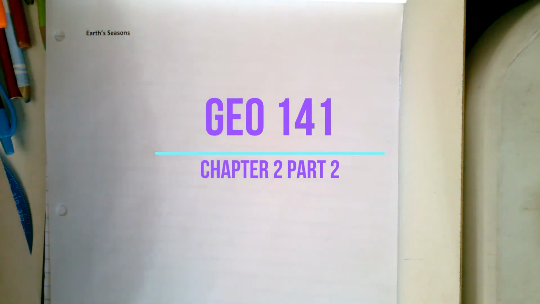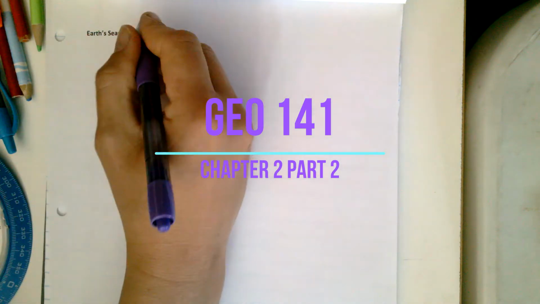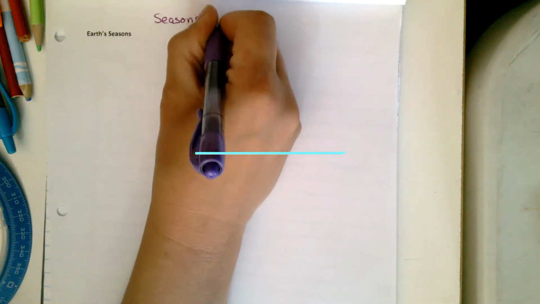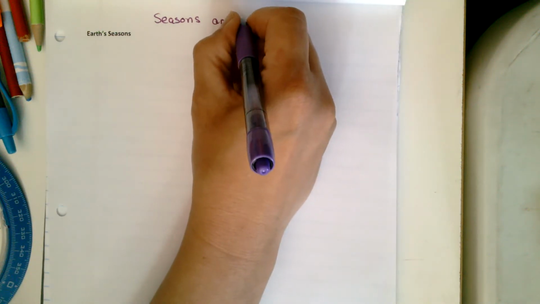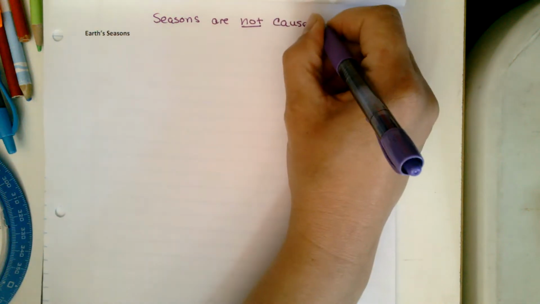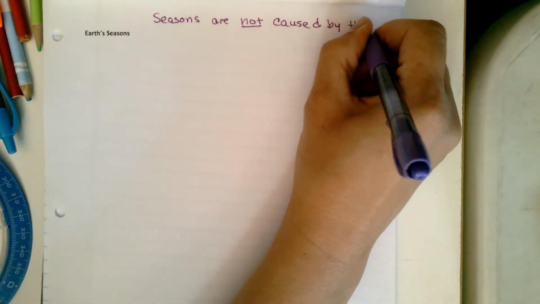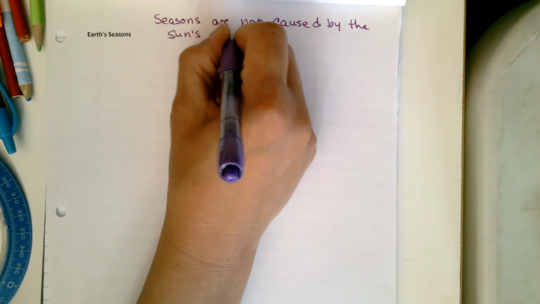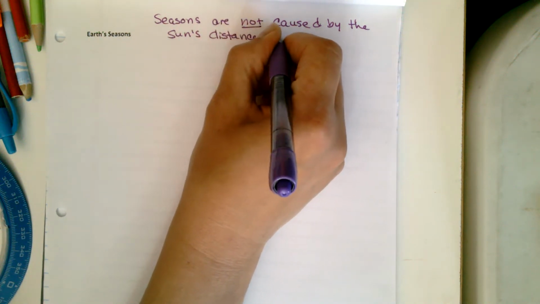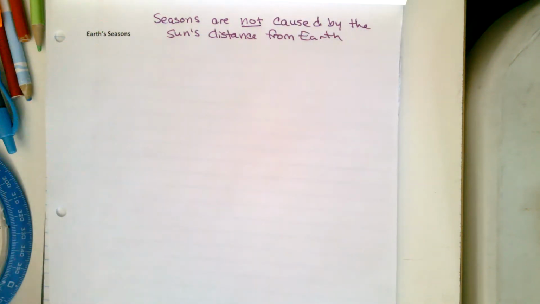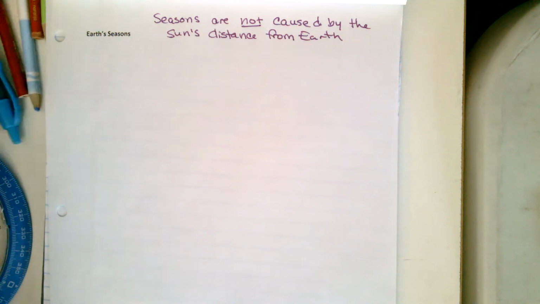And one of the big key ideas here is that the seasons are not caused by the sun's distance from Earth. It is not caused by the sun's distance from Earth.